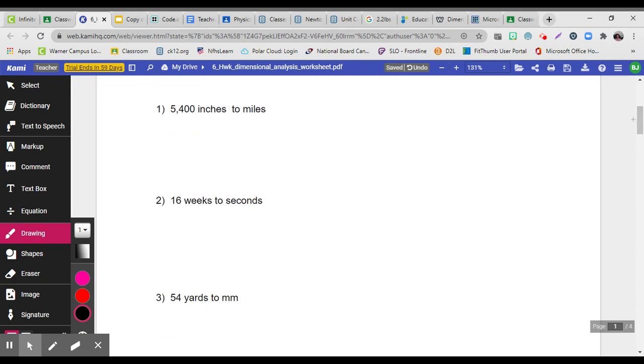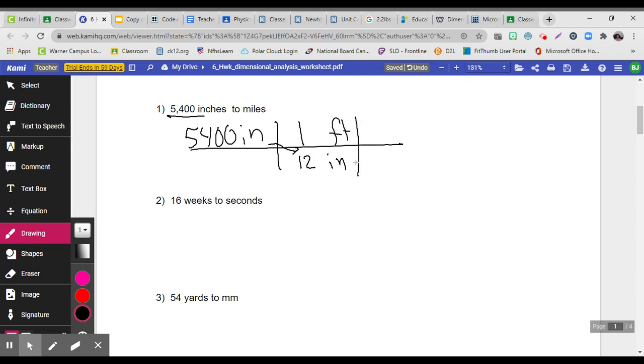Remember, this is a conversion factor that we use in science to go from one field to the next, such as metric to standard. So in this case, we have 5,400 inches, and we're going to convert it to miles. So we start with 5,400 inches. From here, we have to have a diagonal relationship to cancel out our label. So we want to put inches, and we can go inches to feet. That's a pretty easy conversion. We know there are 12 inches in 1 foot.